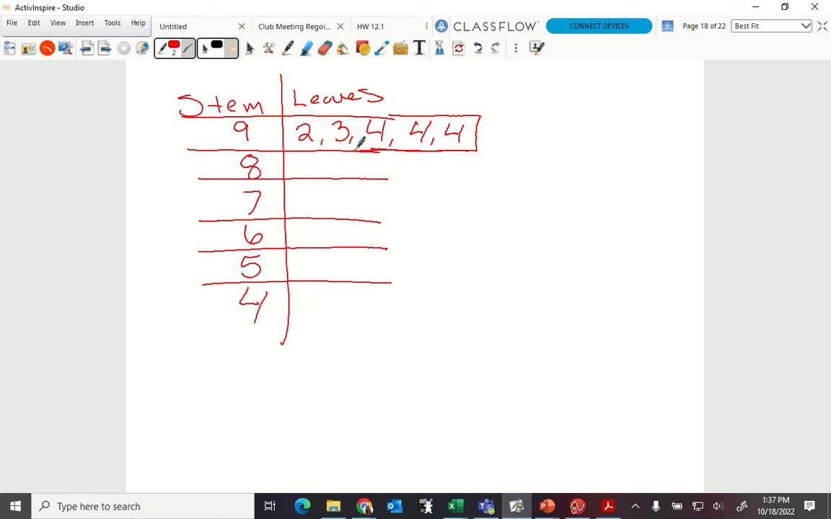So it's kind of making a histogram that's going sideways here, isn't it? So as we fill this in, that's what we're going to do. And we put them in order. So each one represents a whole number. So this 2 is 92. This 3 is 93. This 4 is 94. And it occurred 3 times, didn't it? That's what a stem and leaf does. So let's look at the next one.